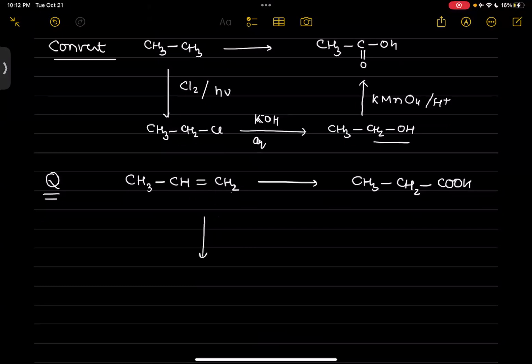Anti-Markovnikov addition. Aisha, Marwa, how can you do it? What was the reagent? We use hydroboration oxidation. Got it? And the reagent was BH3, THF, then NaOH and H2O.